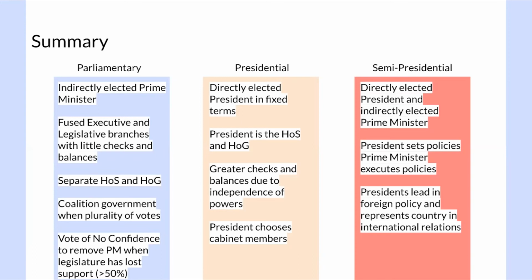In the presidential system, people directly elect the president in fixed terms. The president is both the head of state and head of government. There are greater checks and balances due to an independence of powers, and the president can choose their own cabinet members. In semi-presidential, people directly elect presidents and indirectly elect prime ministers. The president sets policies and the prime minister would execute them. And presidents lead in foreign policy and represent the country in international relations.